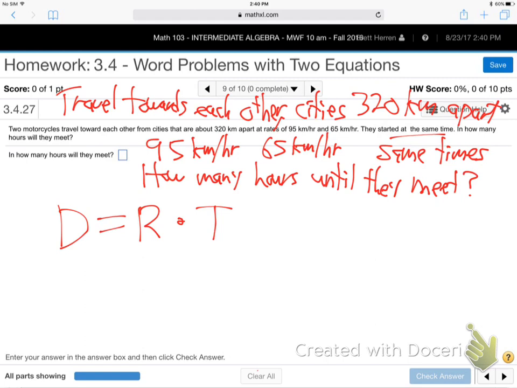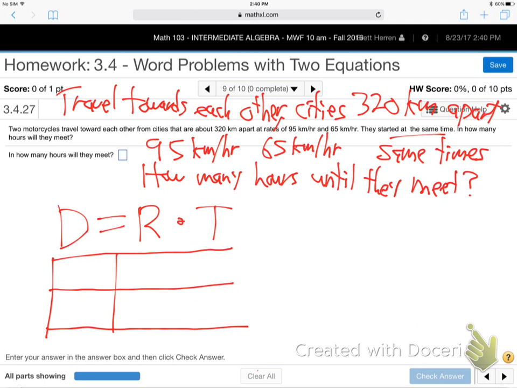And what I'm going to do, we have two motorcycles. We're always going to have two travel situations. So I'm going to put two boxes under each of these letters. So there's two boxes under D, two boxes under R, and two boxes under T. And they're going to be just for the two motorcycles. So I'm going to have motorcycle number 1 over here and motorcycle number 2. And I have the distance, the rate, and the time for each of those.